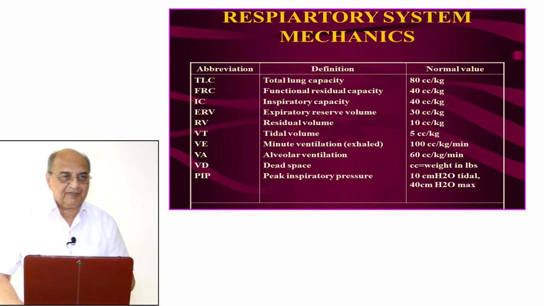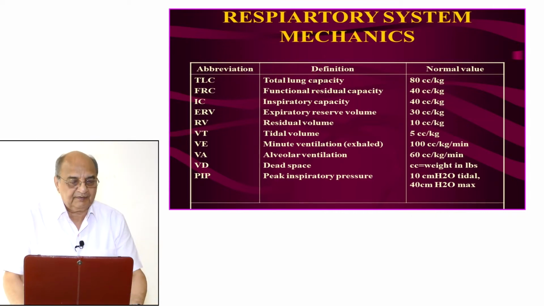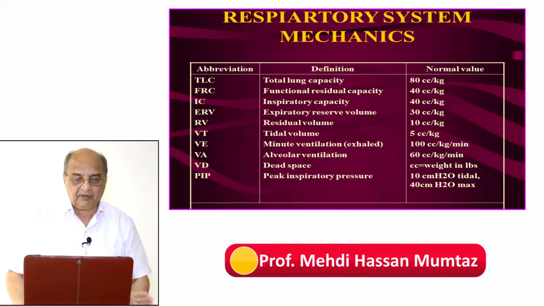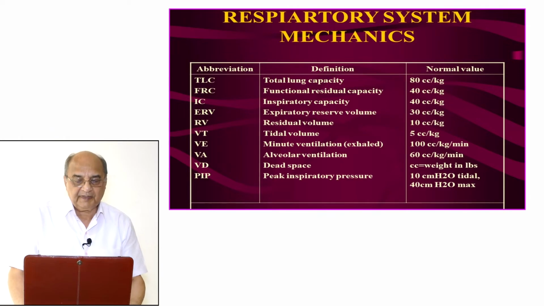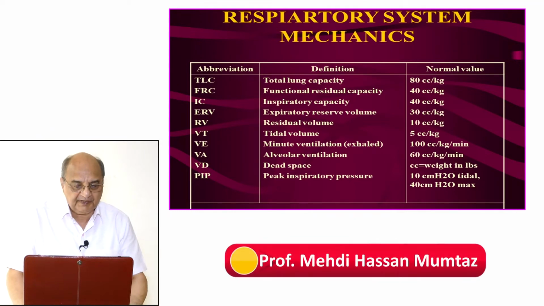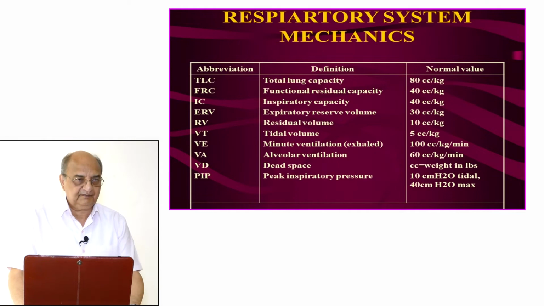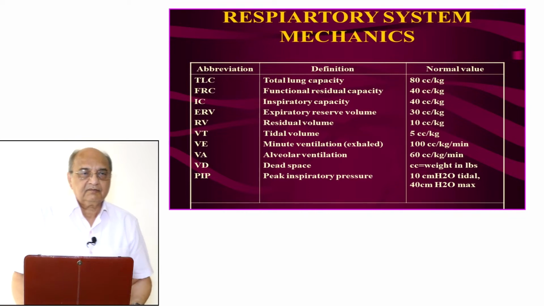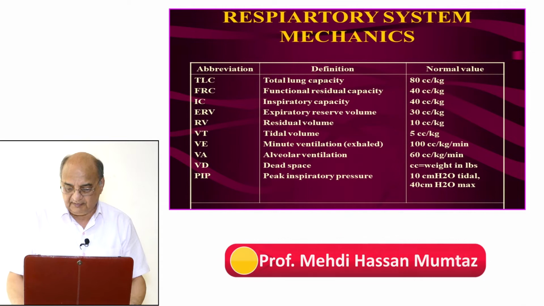Now there are different parameters also. We did them last time too. Respiratory system mechanics: total lung capacity, you should know how much it should be. Then functional residual capacity, inspiratory capacity, expiratory reserve volume, residual volume, tidal volume, minute ventilation, alveolar ventilation, dead space, and peak inspiratory pressure. Then you should know the plateau pressure also when you are ventilating a patient. All these things are normal, which you should know before you detect the abnormality.